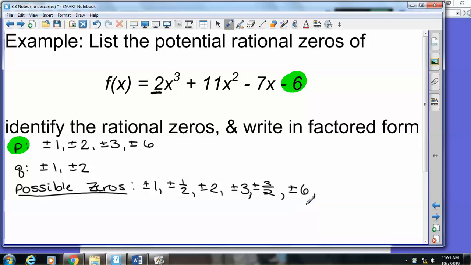So we have two options for figuring out what does work from here. We could start plugging these numbers in. We know if it works, what should I get out when I plug it in? 0. So plug them in until you find one that makes it 0.